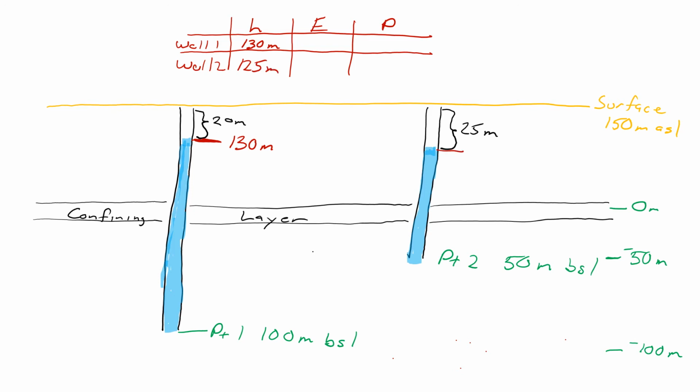125. Same reasoning, 125 meters. Surface is 150. It's down 25 meters, so this has to be at 125 meters. Well 1 has more energy than well 2.